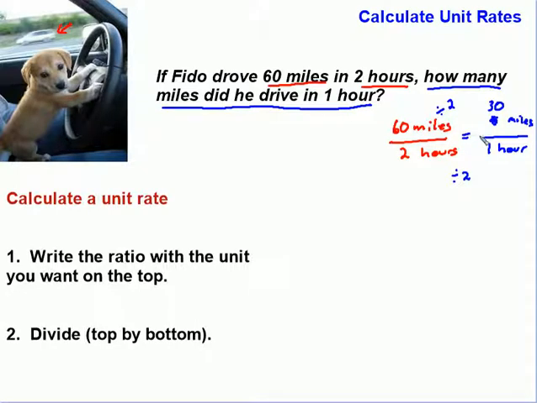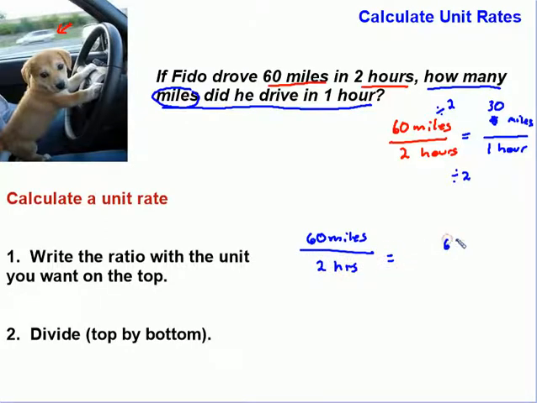If I want to solve a problem like this, all I have to do is simplify the rate or the ratio that I see. Now, we can do this quickly. The easiest way to do it is to write the ratio with the unit that you want on top. We want to know how many miles he drove, so we put that unit on top, 60 miles. And then we divide by the number that was on the bottom, the 2.